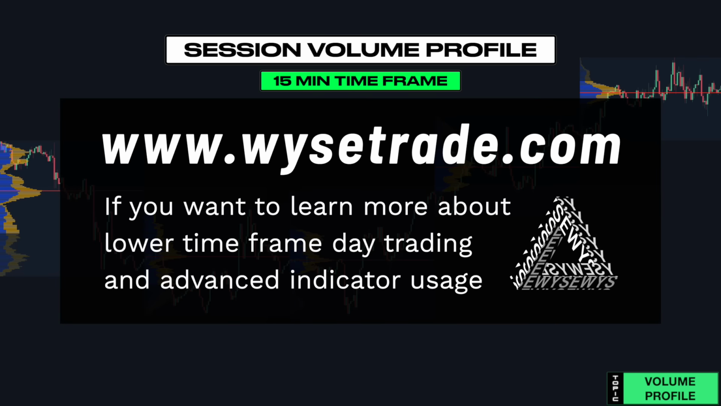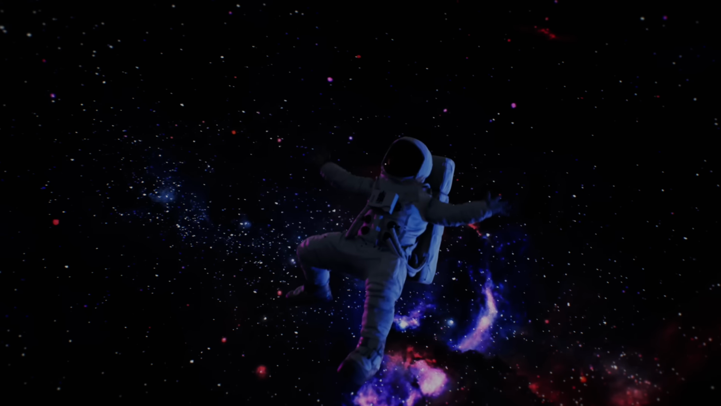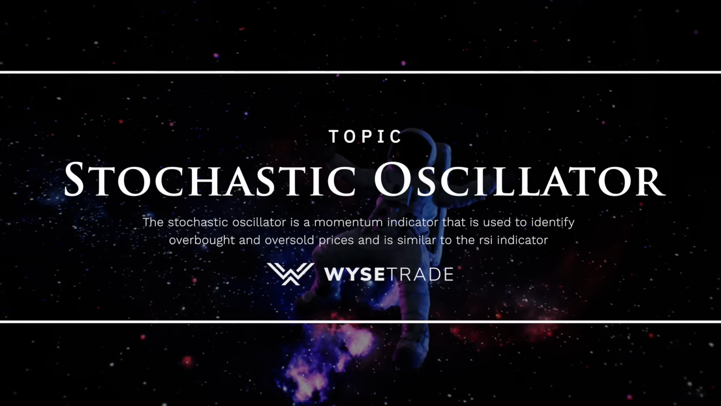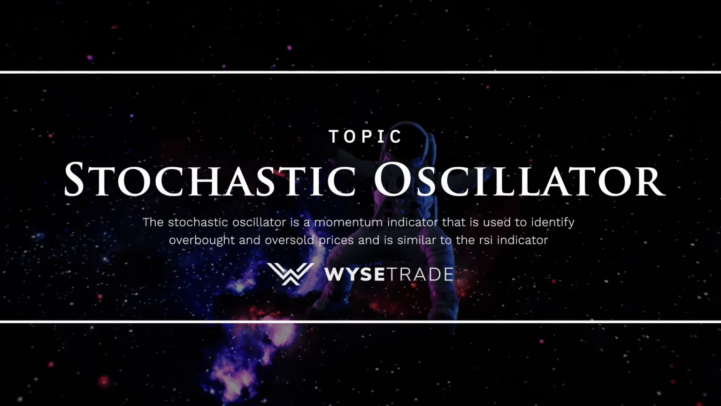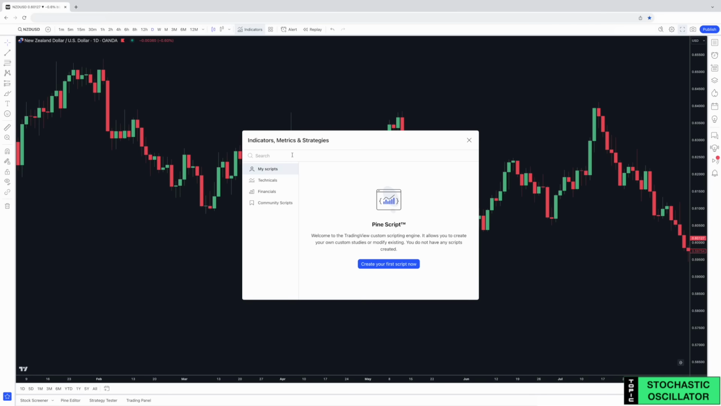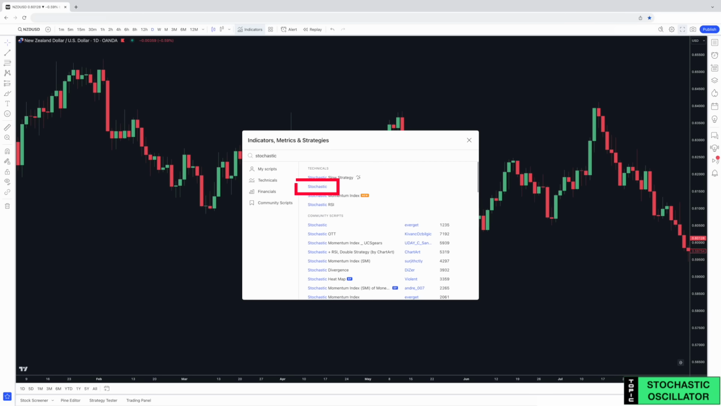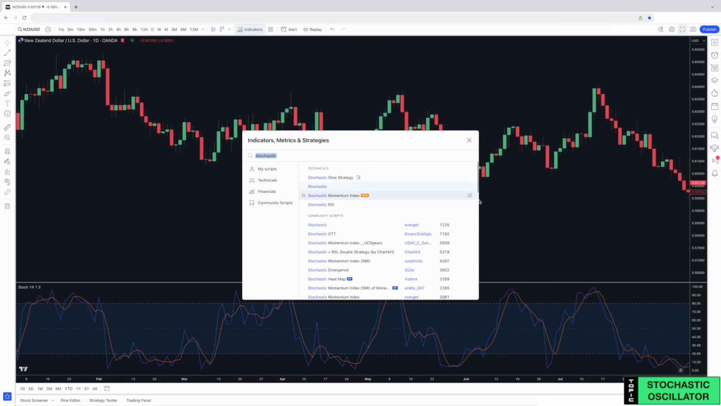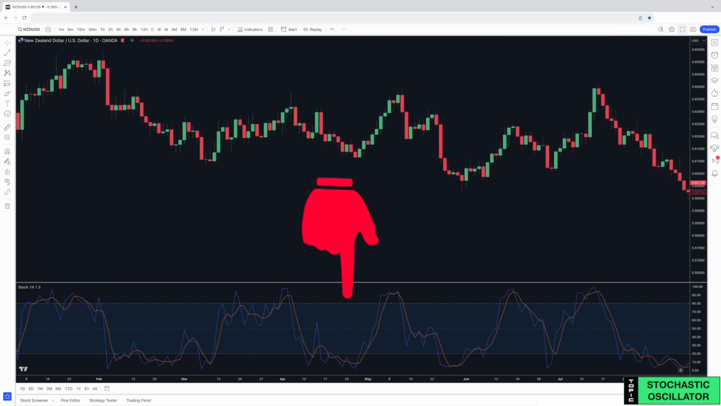So next, stochastic oscillator. To access this indicator, click Indicators. Type in a stochastic. Select it right here, and it will appear below your chart.